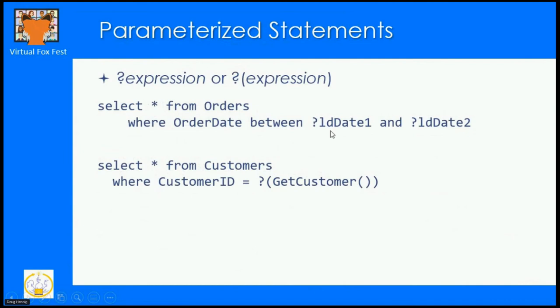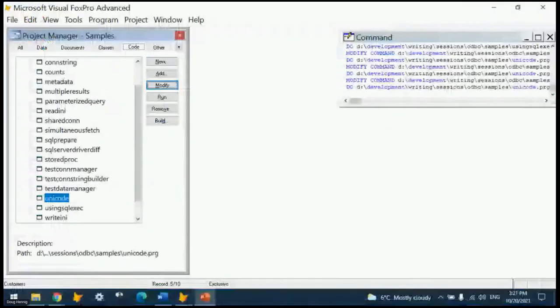For example, assuming that I've got a variable called LDDate1 and another one called LDDate2, I can use this statement with question marks in front of those variable names, or they could be field names. For example, I could say customers.CompanyName. So anything that's in scope, any kind of expression that can be evaluated can be used as a parameter. If your parameter is more complex than just a variable name or a field name in a cursor or a table, then surround it with parentheses. What FoxPro will do then is evaluate this expression inside the parentheses and then use the return value as the parameter. Let's go and take a look at a parameterized query.